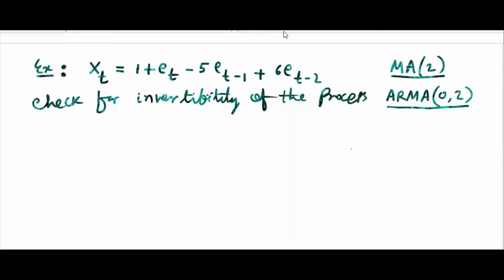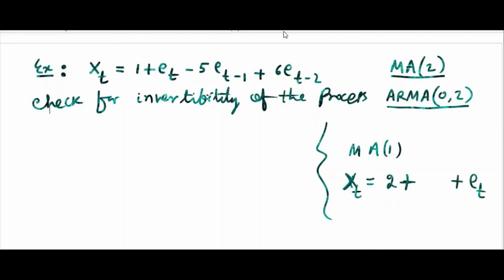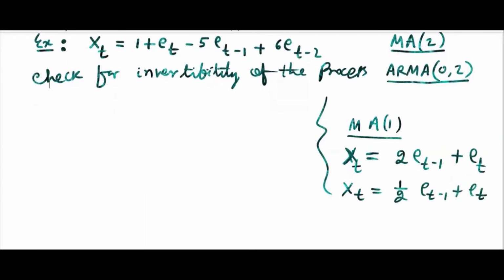If I give an MA1 process instead, I can write xt is equal to mu plus et plus beta 1 et minus 1, and I can write anything for beta 1. Suppose I write 2 here, or maybe I will not write the first one. It doesn't matter. I will write 2 et minus 1, and then xt equals et plus 0.5 et minus 1. This is an MA1 process. So both are stationary. We'll not check for stationarity. We'll check for invertibility.